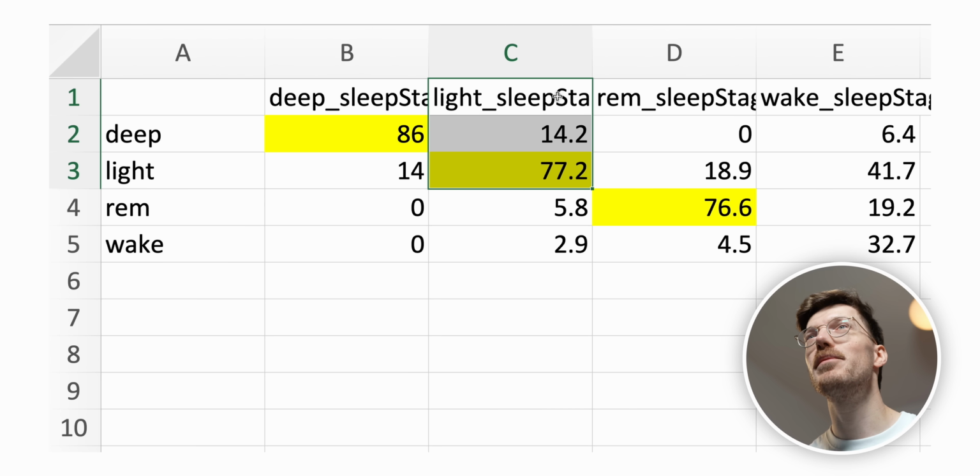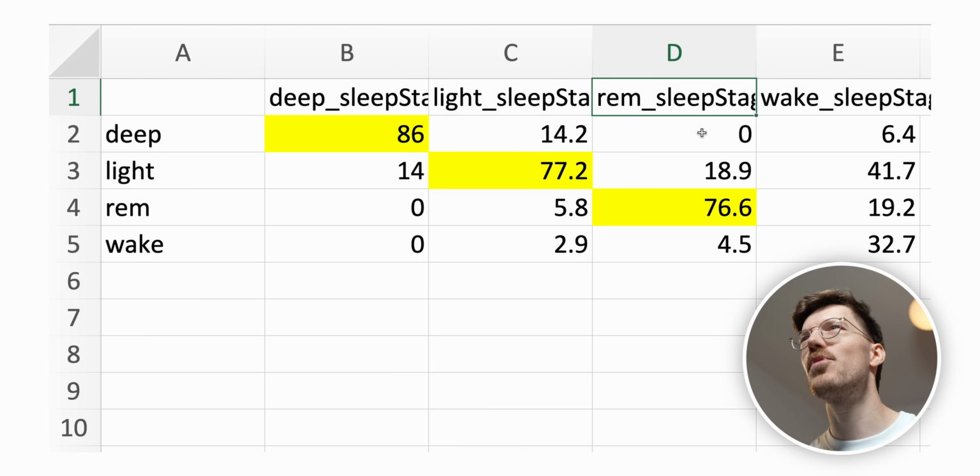Now, light sleep agreement was slightly lower at about 77%, but still pretty good. And most confusion was with deep sleep. So overall, the Pixel Watch did tend to detect a little bit more deep sleep than my reference device, but not by a crazy amount.